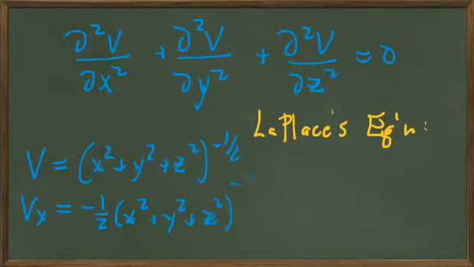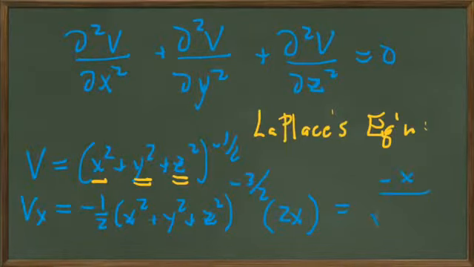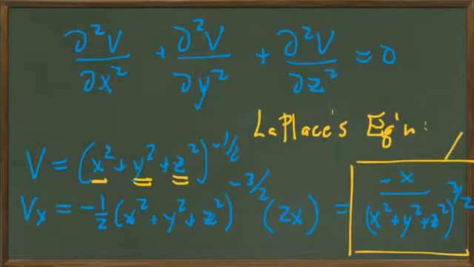We reduce the power by 1, and then we multiply by the derivative of the inside, but only with respect to x. All of the other terms inside are treated as if they are constants, and so the derivative of the inside is 2x. If we rewrite that, we get negative x over x squared plus y squared plus z squared raised to the 3/2 power. So that's this expression right here.